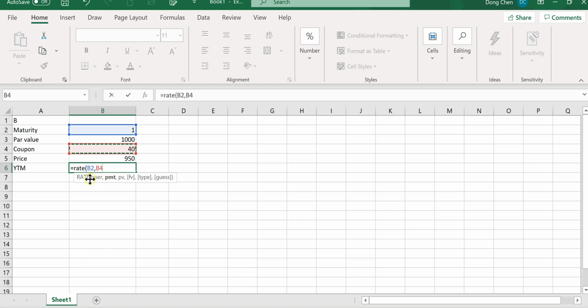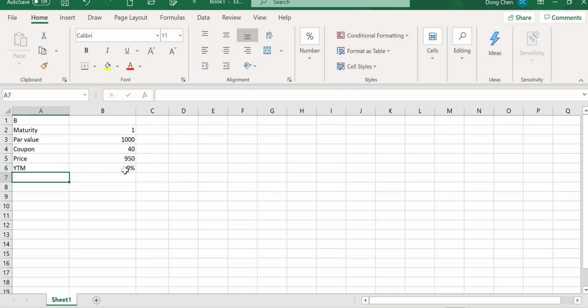So the rule of using the rate function is that we need to keep either payment and future value as positive and present value as negative, or we can keep payment and future value as negative and present value as positive. So here I choose to keep payment, the coupon payment, and future value as positive. Hence, I need to make the price a negative number. Otherwise, the YTM or rate function will not be able to give me an answer. So the future value is simply the par value.